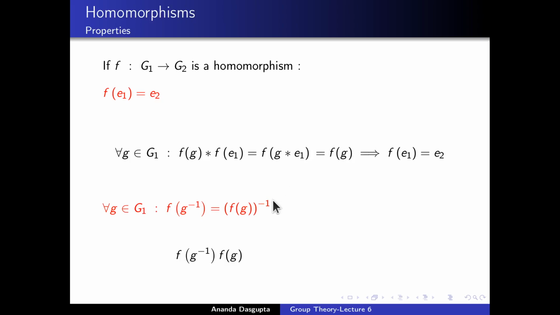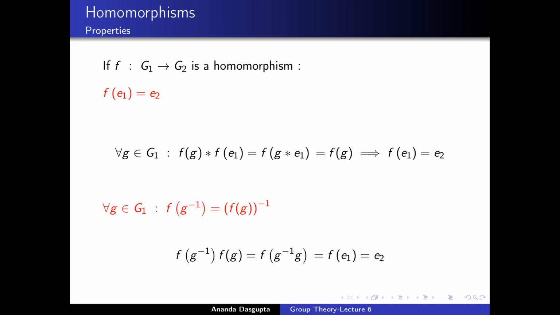This of course has a star in between f of g inverse and f of g, and that star is star 2. But as I said, it's sort of obvious from the context. So f of g inverse f of g is, according to the standard property of homomorphisms, the same as f of g inverse g, and here of course the star between g inverse and g is star 1, and g inverse g is of course E1. So this is f of E1, which we have already seen is E2. So f of g inverse star 2 f of g is E2, and that simply tells you that f of g inverse is the inverse of f of g.